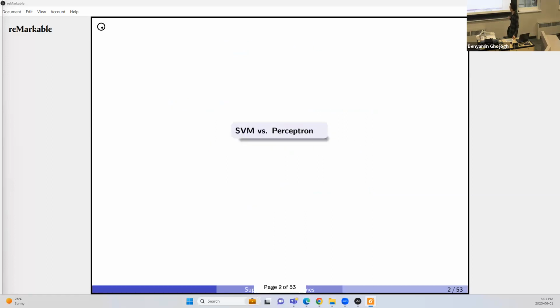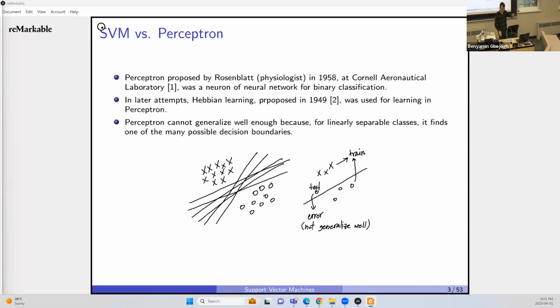SVM versus perceptron. Perceptron is a neuron of the neural network, and I have covered that in the deep learning course. It's not related to statistical machine learning, but it's good to compare it with SVM. Perceptron is just one neuron of a neural network for the sake of classification. It was proposed by Rosenblatt, a psychologist, in 1958 at Cornell Aeronautical Laboratory, as a neuron for binary classification. In later attempts, Hebbian learning, proposed in 1949, was used for learning in perceptron.